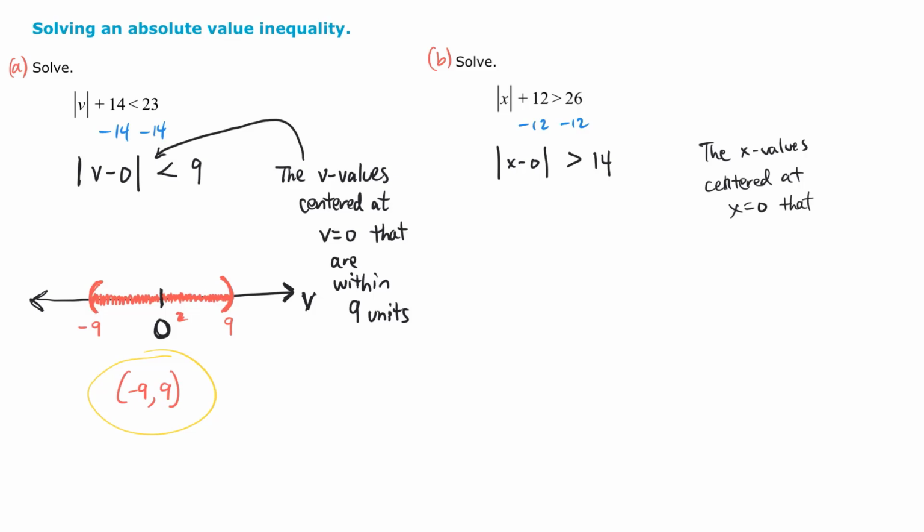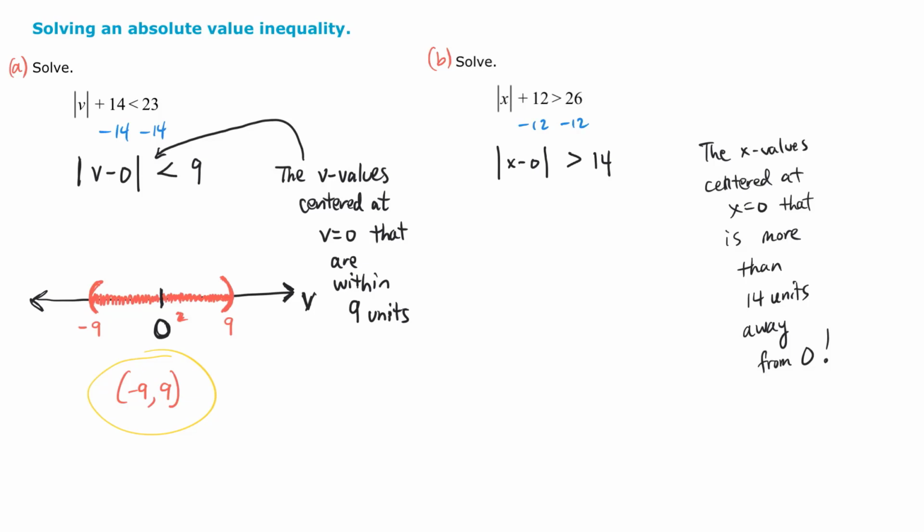that are more than 14 units away from 0. So can we shade 9? Is 9 relative to 0 more than 14 units away from 0? The answer is no. You can't shade 9.